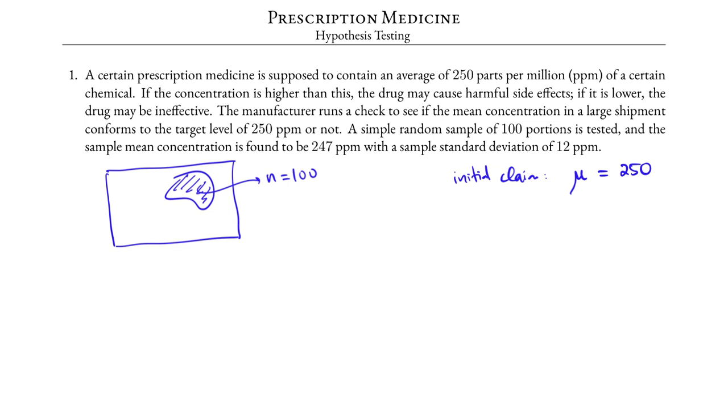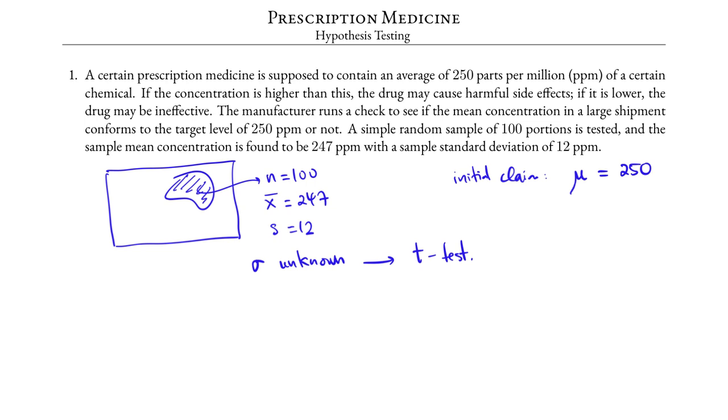The mean concentration from this sample is 247, so x bar equals 247. Also, the standard deviation from the sample is 12, so s equals 12. This is the hypothesis test for the mean, but with sigma not known. Sigma is unknown in this case, and so we will use the t-test.